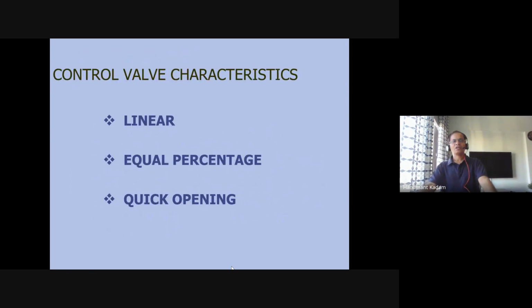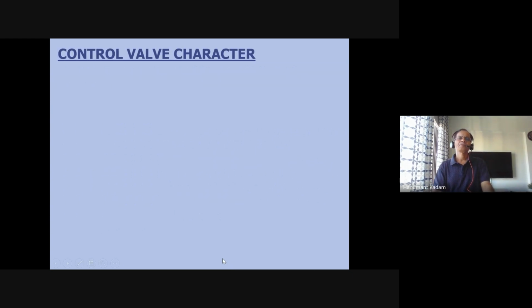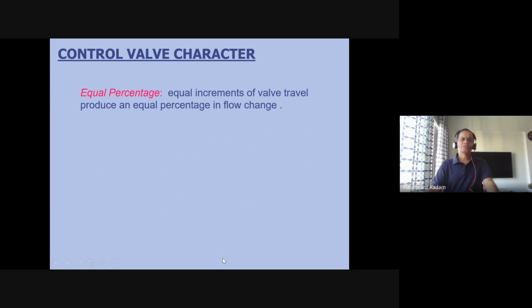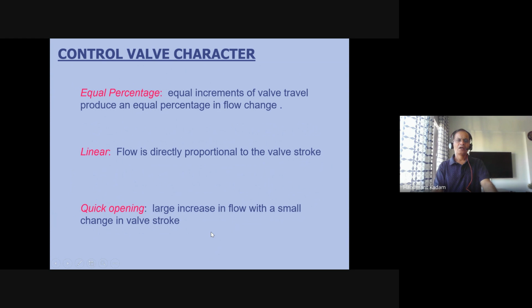Now we will come to the characteristics. Control valve characteristics: linear, equal percentage, and quick opening. So there are three characteristics you can see here. Equal percentage: equal increments of valve travel produce an equal percentage of flow change. Linear: flow is directly proportional to the valve stroke. Quick opening: a large increase in flow with a small change in valve stroke. So these are the characteristics. Based on your process requirement, you have to select.